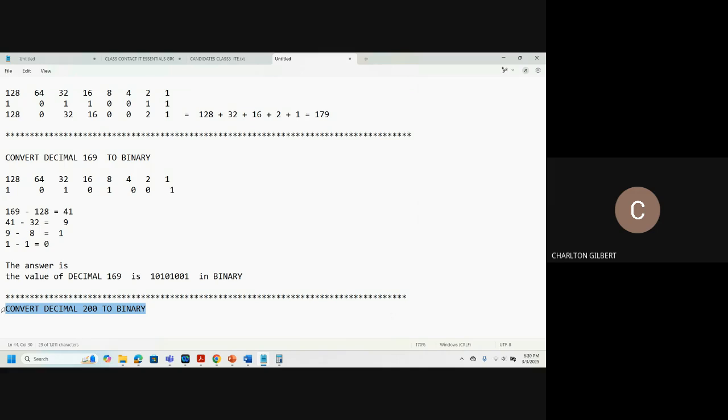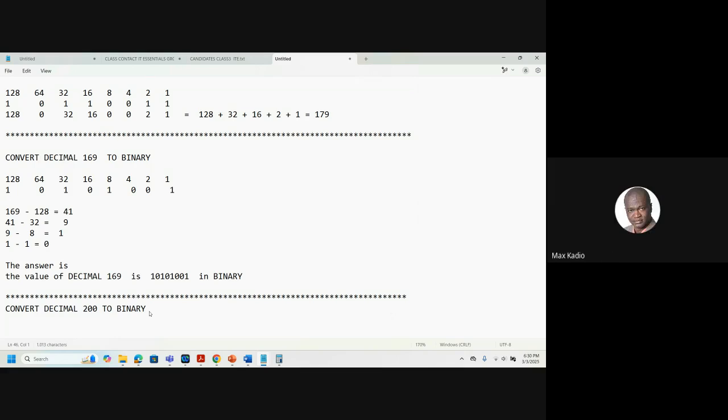Yes, I got the answer. What's your name? Charlton. That's quick. The binary is 11001000. Charlton, explain to us step by step. We are new.